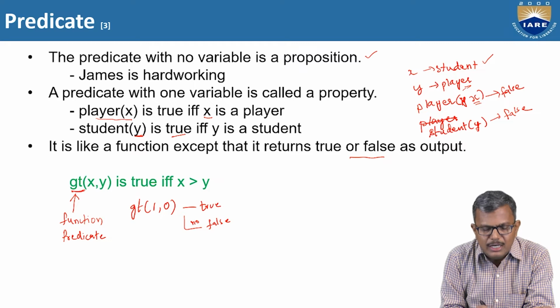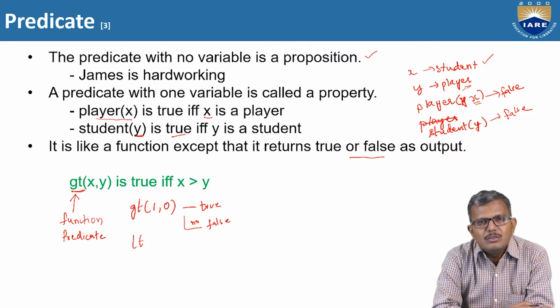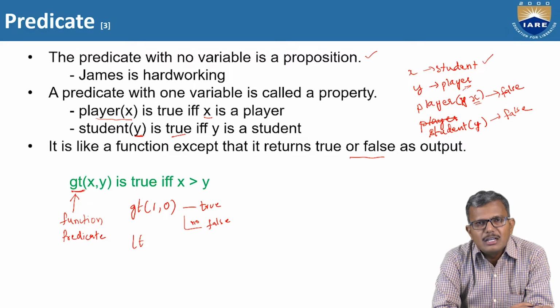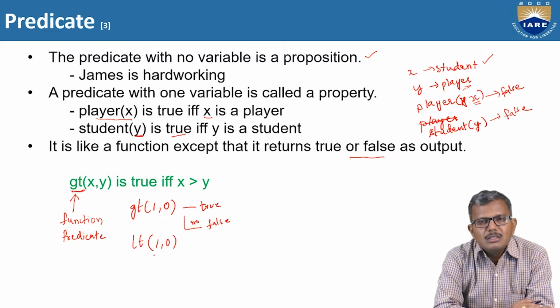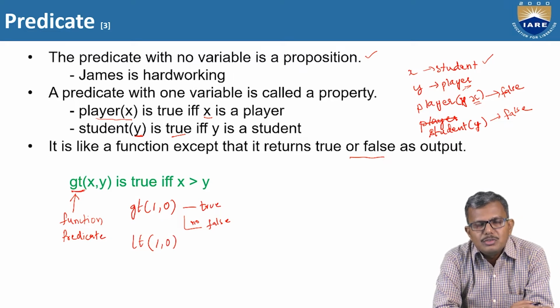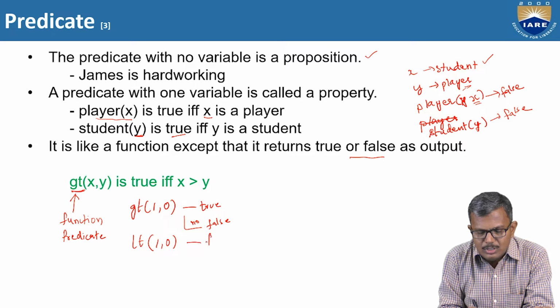Similar to that gt, we are also going to have lt. Lt means to find out the less than. Gt means greater than and lt means less than. So if I represent lt of 1 comma 0, what does it mean? 1 is less than 0. So the answer is not true, so the output you will get is false. Like that it will work.